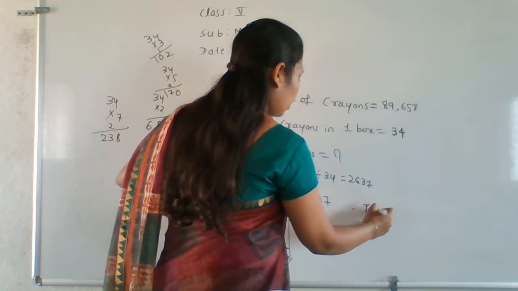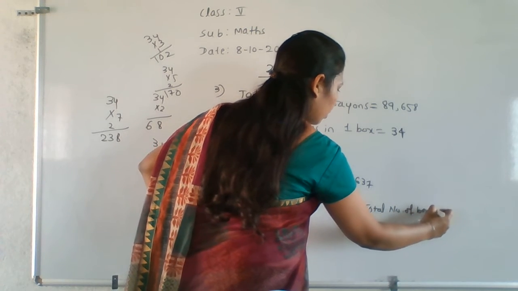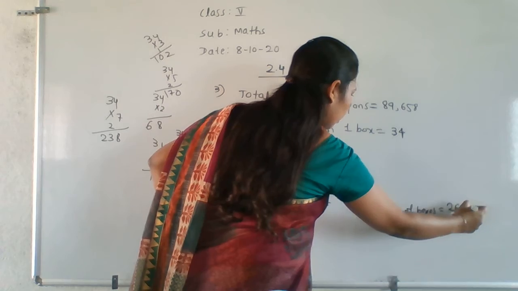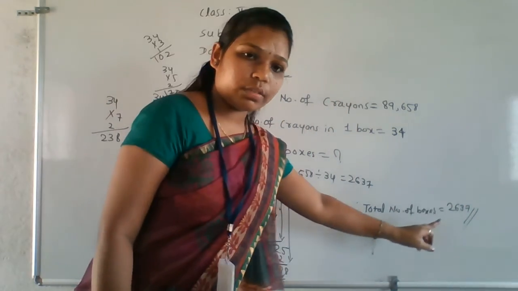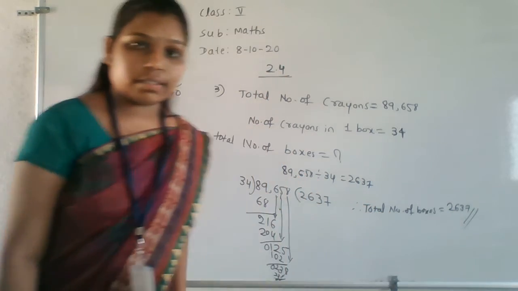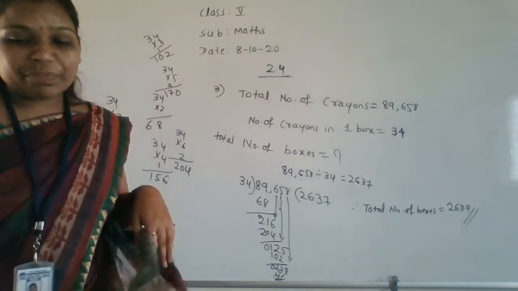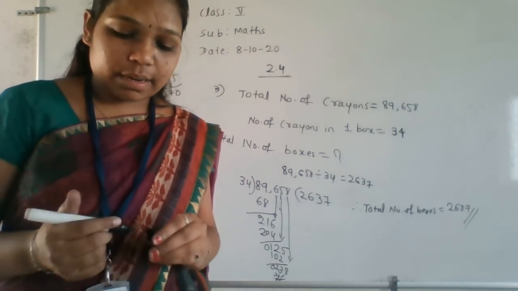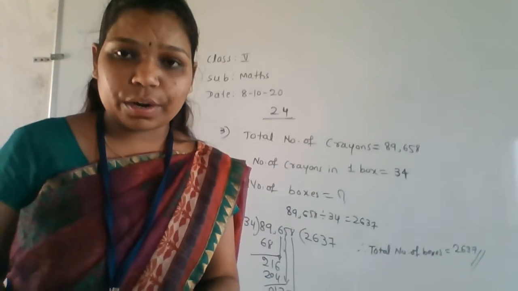Therefore, total number of boxes is equal to 2637. Total number of boxes is 2637, that is the answer. Getting how to do the division? Okay. So we completed exercise number 2.4 now. We completed exercise number 2.4.